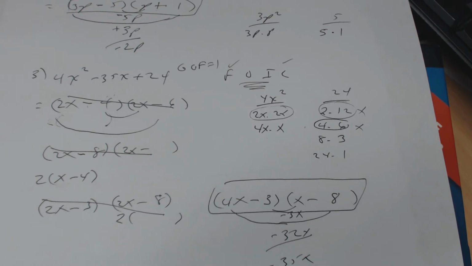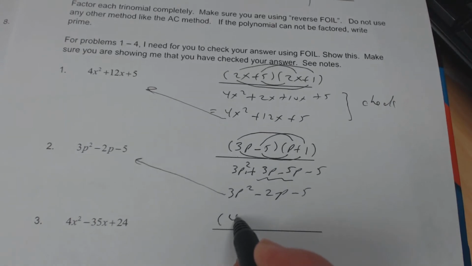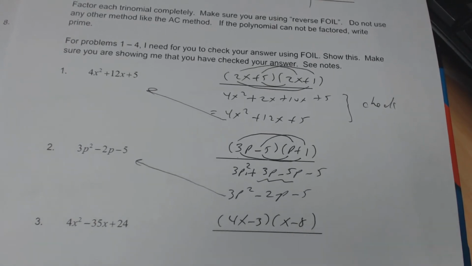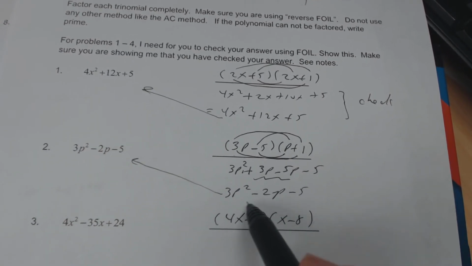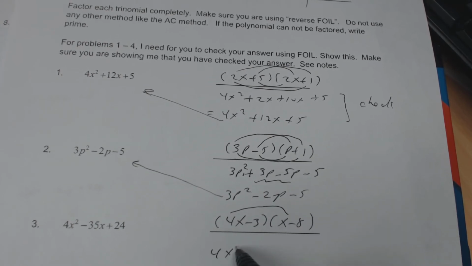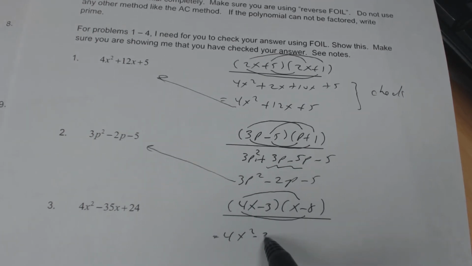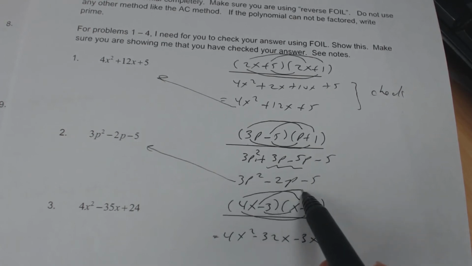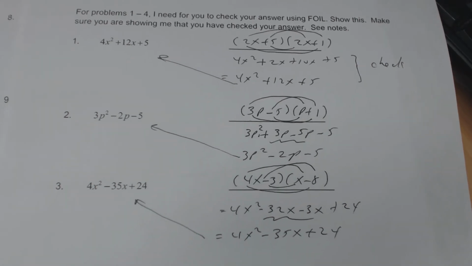So in the blank here, you're going to put 4x minus 3 times x minus 8. And again, make sure, 1 through 4, I want you to do this 1 through 4 only. Check your work. 4x times x is 4x squared. The outer, positive 4x times a negative 8 is a negative 32x. The inner, a negative 3 times x is a negative 3x. And the last, a negative 3 times a negative 8 is a positive 24. Combining like terms, I get 4x squared minus 35x plus 24, which is what you wanted.